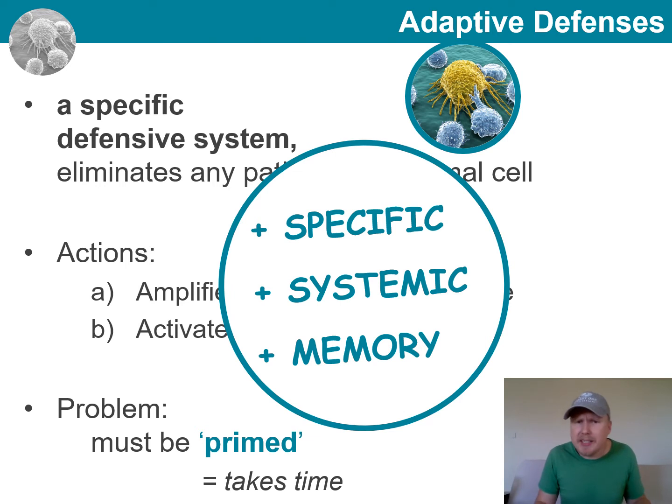Well, it is very specific, so it recognizes the target and acts on it. It is also systemic, and by this I mean that it is not limited to the initial site. And finally, it generates a memory. This means that if we get a second exposure to the same pathogen, there is a very strong attack against it, as the antigen is already known to us.